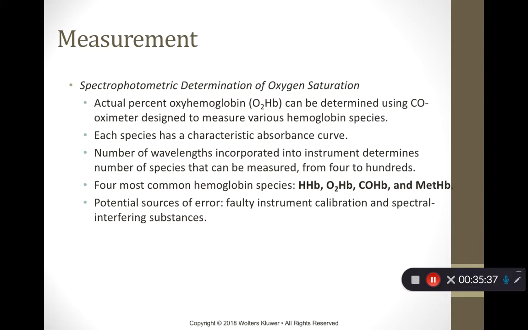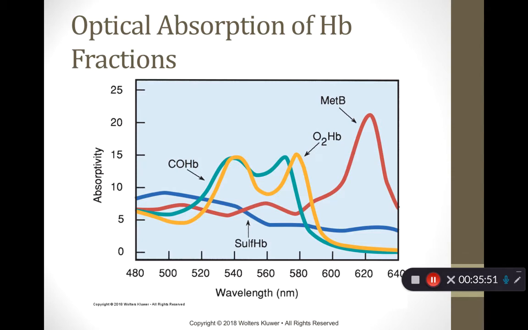There are potential sources of error with this type of methodology, which can be faulty instrument calibration and spectral interfering substances. Here is the graph for the different types of hemoglobins that can be measured using the optical absorption of hemoglobin.